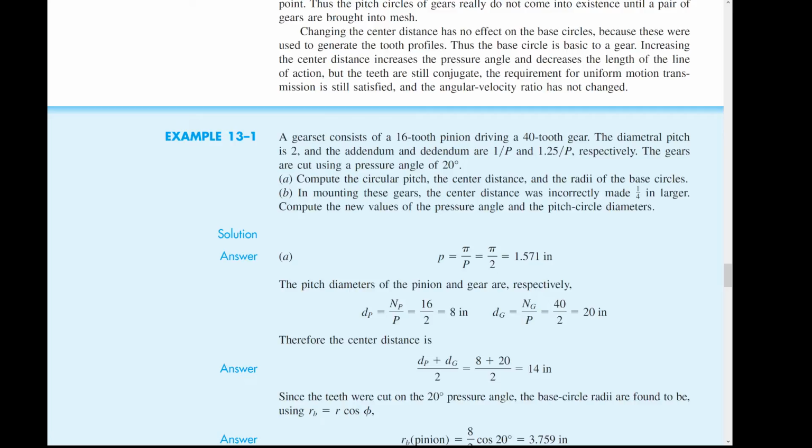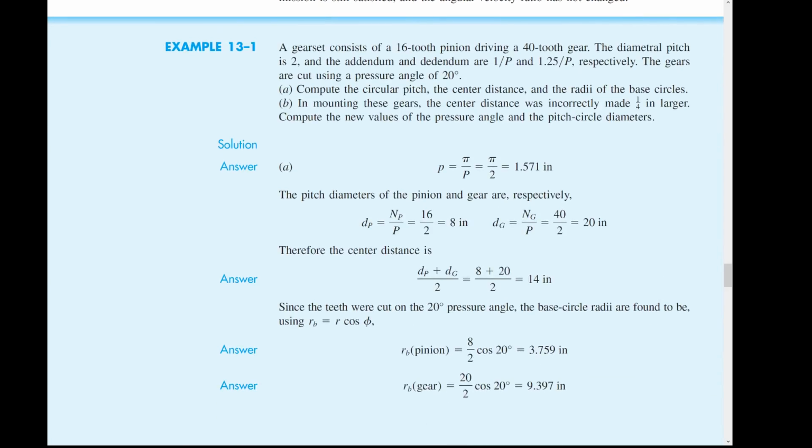Compute the circular pitch, the center distance, and the radii of the base circles. Also, in mounting these gears, the center distance was incorrectly made 1/4 inch larger. Compute the new values of the pressure angle and pitch circle diameters. So first you know that little p equals pi over P, and capital P is 2, so pi over 2. So little p is pi over 2, 1.571 inches.